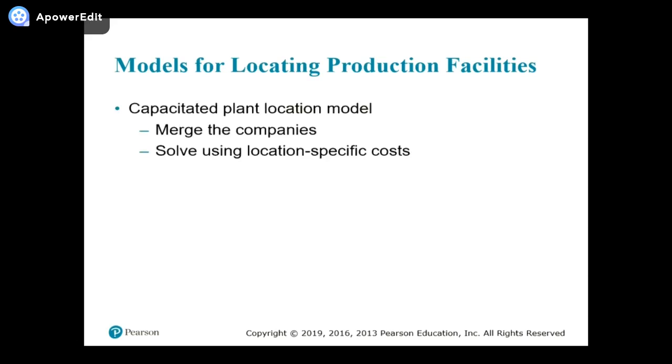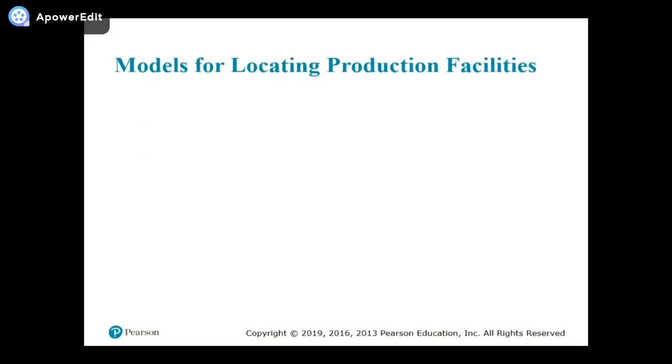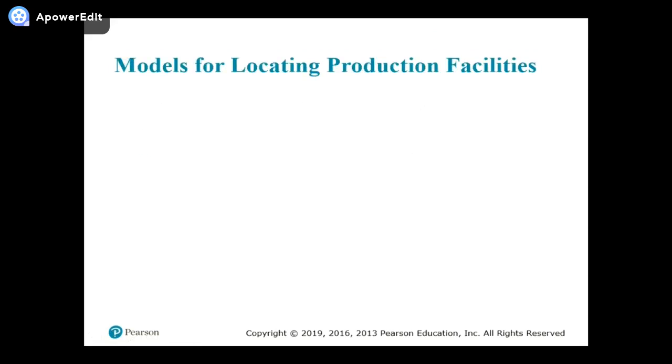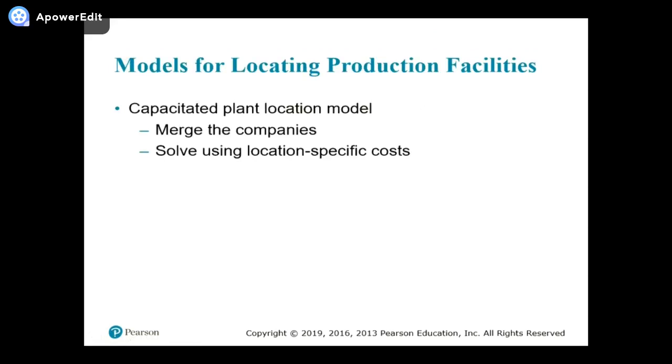Now consider an additional scenario where we would like to merge these two locations. The locations under Telecom 1 and High Optic are originally two separate companies, and suppose they went through a merger and now they're reevaluating the facility location decisions. Management decides it could be more efficient to serve total demand if we reconfigure the supply network.